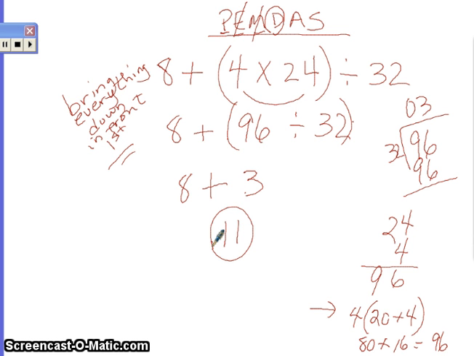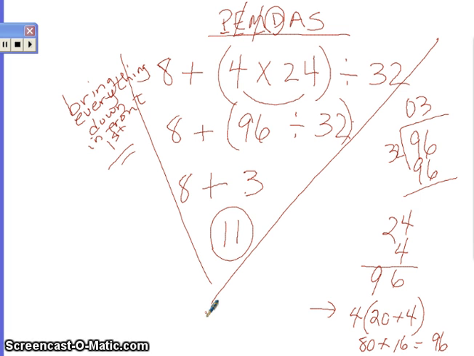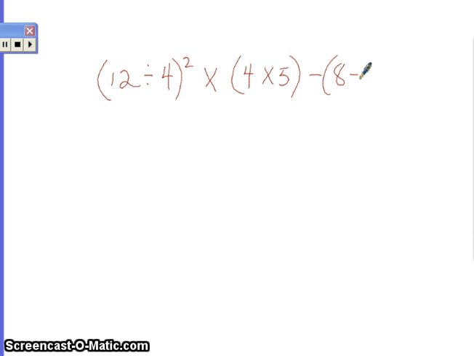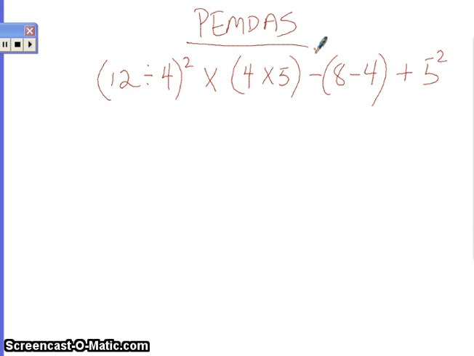I like to put the answers right underneath the part that I'm solving. If you notice, at the end of your problem you should have what looks like an upside down triangle. That's how we keep everything nice and neat and compact. Now here's a bigger problem, on page 125. It's 12 divided by 4 to the second power times 4 times 5 minus 8 minus 4 plus 5 to the second power. That was a big problem. And again, we put PEMDAS at the top so that it reminds us of the order of operations we're using to solve the problem.